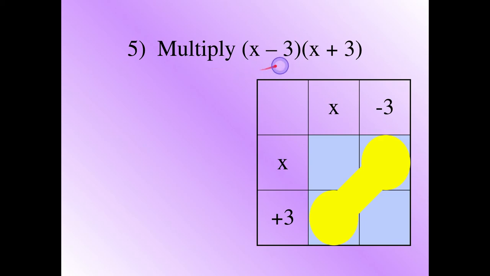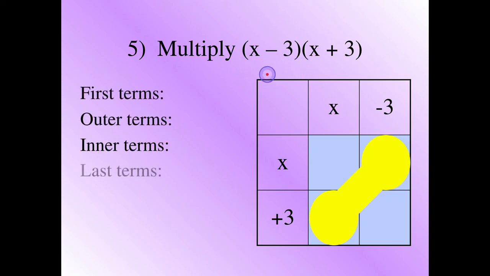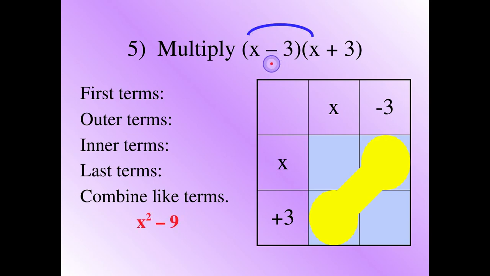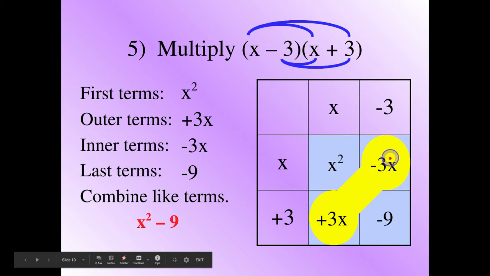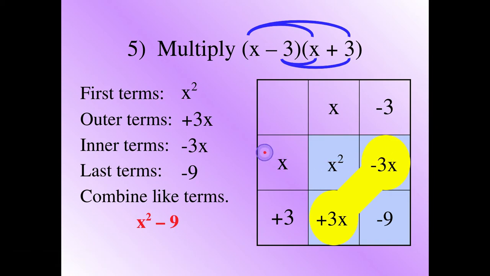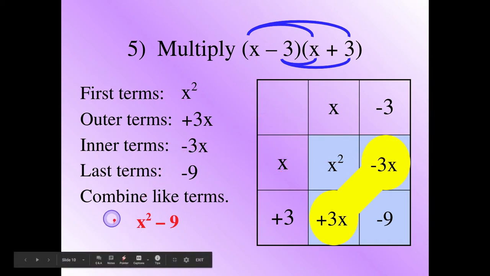So this is the last formula we're going to use, and I'm going to show you the reason behind it. So using FOIL and the box method, the first terms, x times x is x squared. The outer terms would be 3x. The inner terms would be negative 3x. And the last terms is a positive 9, or excuse me, a negative 9. So combine your 3x plus your negative 3x, and what happens? They cancel out.